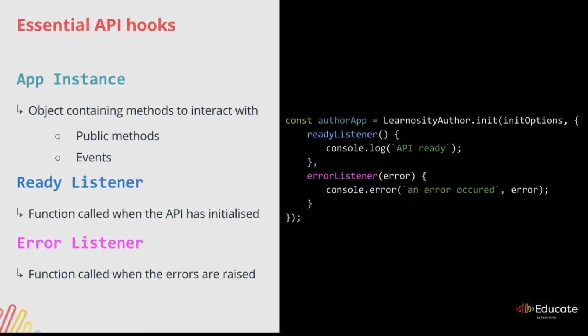The key thing here is the app instance. Much like with the assessment, the authoring is built in exactly the same way. So you call LearnosityAuthor.init, and that will return into the variable you set, which is the app instance. And it's off that instance you can call events and public methods. We have the ready listener and the error listener. We've been through these before. The ready listener is where you put all your code, so you know the API is ready to go. And the error listener, we recommend listening to that so you can catch any errors that might bubble up from the app itself.